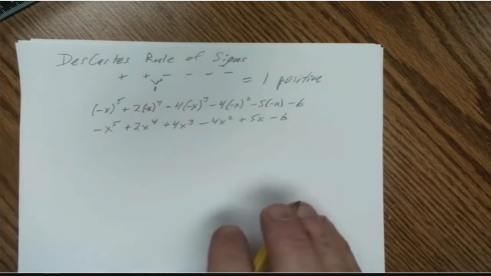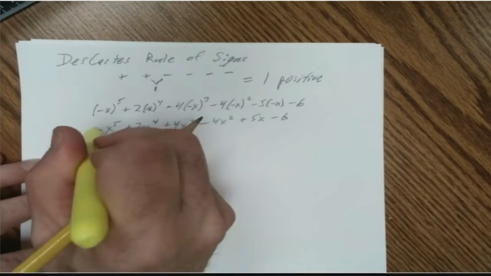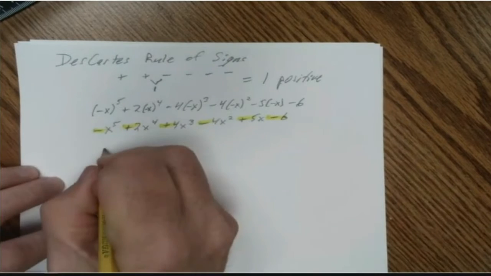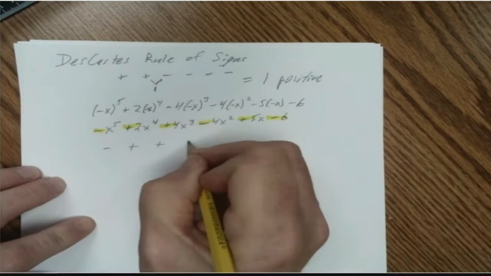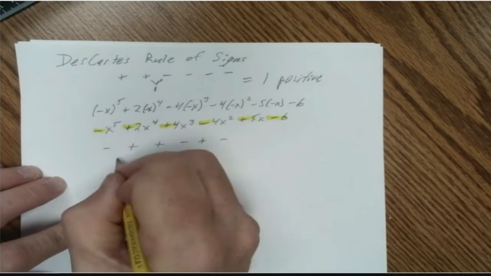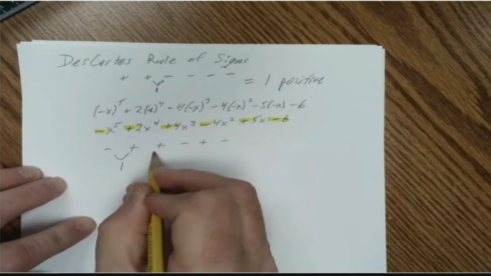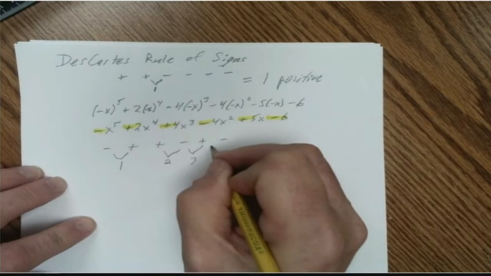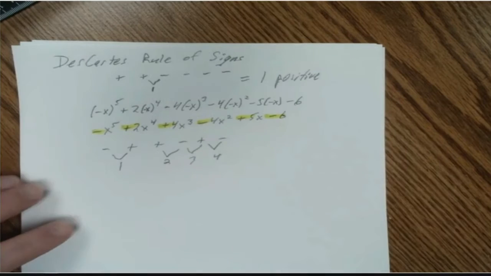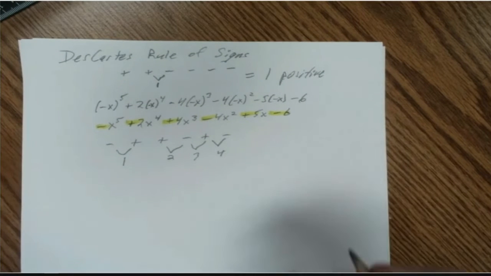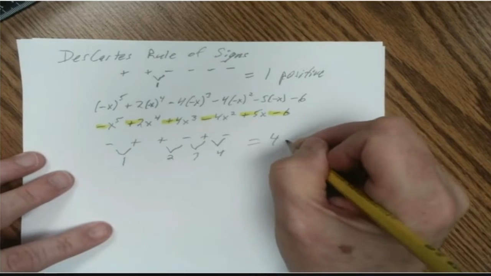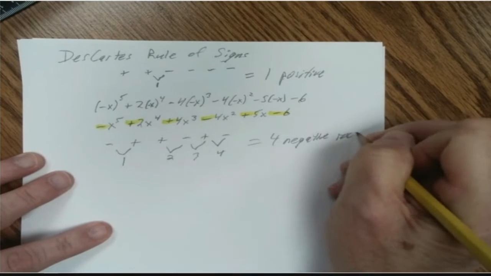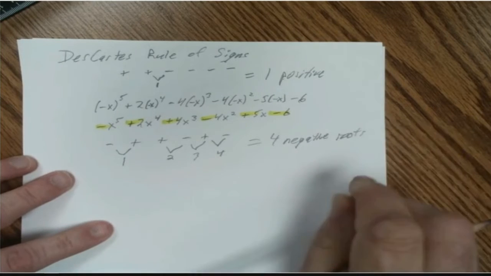So again, we just need to take the signs. Negative, positive, positive, negative, positive, negative. This changes, stays the same. Changes back to a negative, changes back to a positive, changes back to a negative. So there is possibly 4 negative roots.